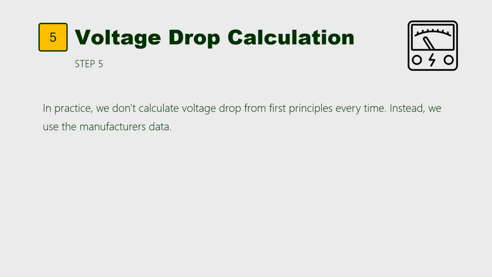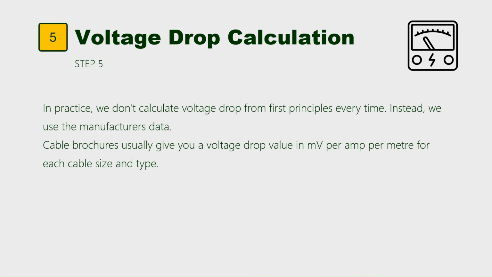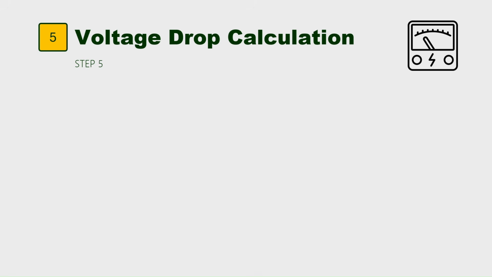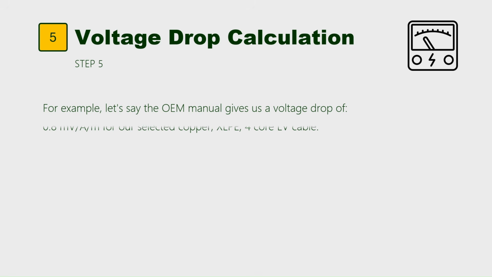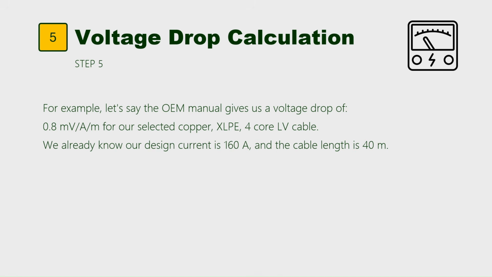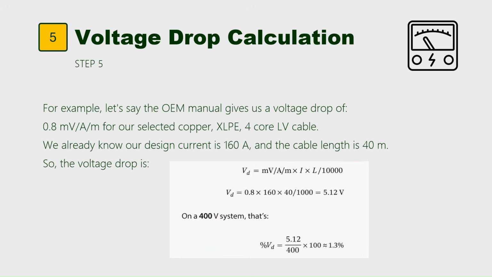In practice, we don't calculate voltage drop from first principles every time. Instead, we use the manufacturer's data. Cable brochures usually give you a voltage drop value in millivolts per amp per meter for each cable size and type. For example, let's say the OEM manual gives us a voltage drop of 0.8 millivolts per ampere per meter for our selected copper XLPE 4-core LV cable. We already know our design current is 160 amperes and the cable length is 40 meters, so the voltage drop is 5.12 volts. On a 400 volt system, that's 1.3%.